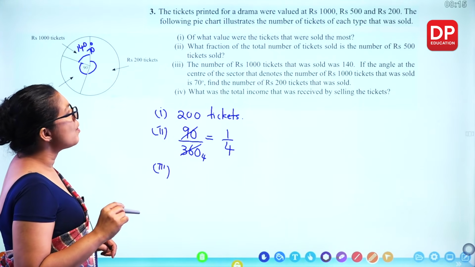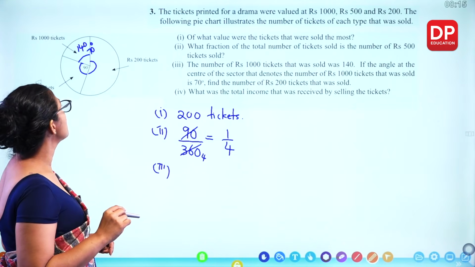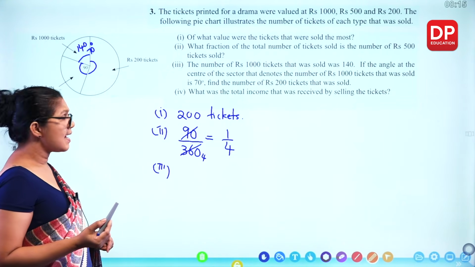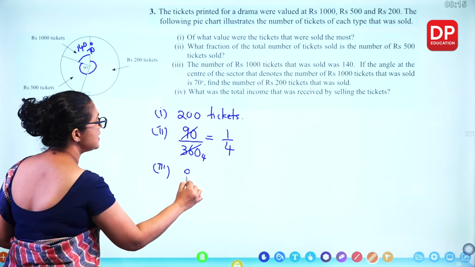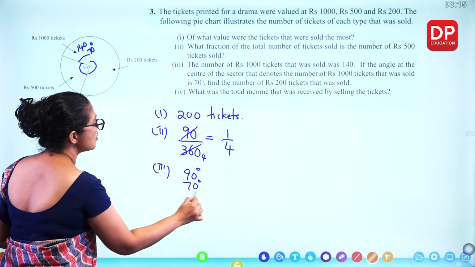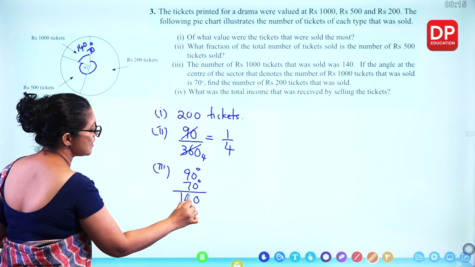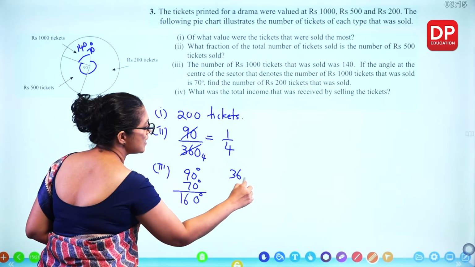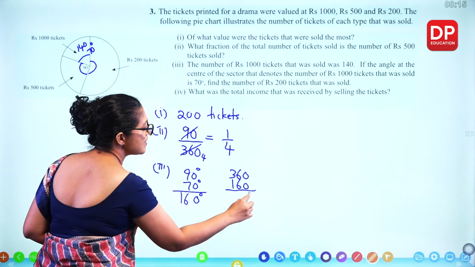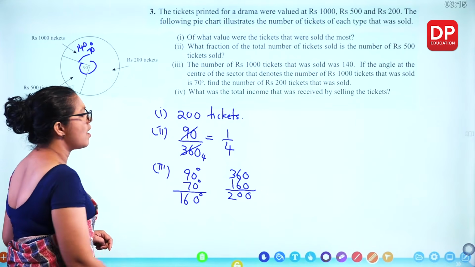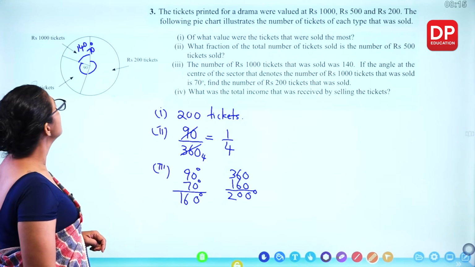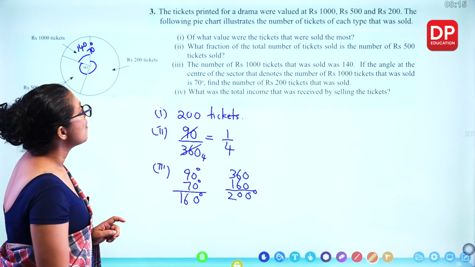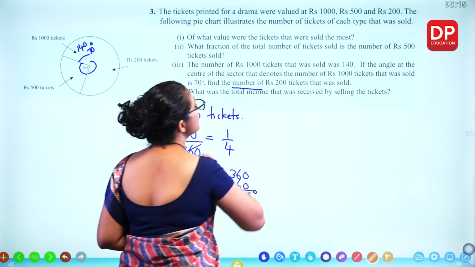Find the number of 200 rupee tickets that was sold. You need to find out this part. So angles are given. You have 90 and 70. So what's the total? You get 160. So you can find out the other angle by subtracting. 360 minus 160, you get 200 degrees, representing 200 rupee tickets. So they are asking, find the number of tickets.